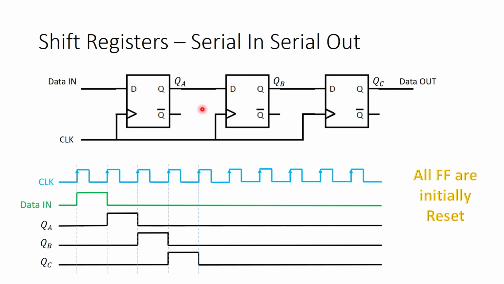So how does the operation happen? Let us try to analyze. Initially, suppose all flip-flops are reset. So initially your QA, QB, QC is 0 0 0.